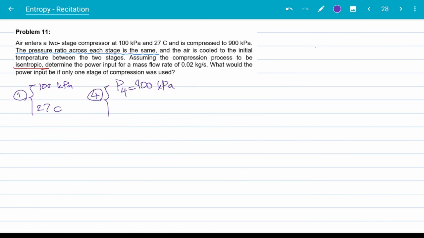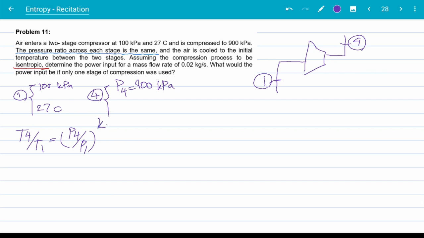Now the problem says, what would the power input be if only one stage of compression was used? Meaning that we had only one compressor. This is state one, and just for the sake of consistency, this is state four. Now again, the compressor will be isentropic. So again, T4 over T1 would be P4 over P1 to the power of (k minus 1) over k. This time P4 over P1 is the ratio of 900 over 100. So T4 will be 562.03 Kelvin.